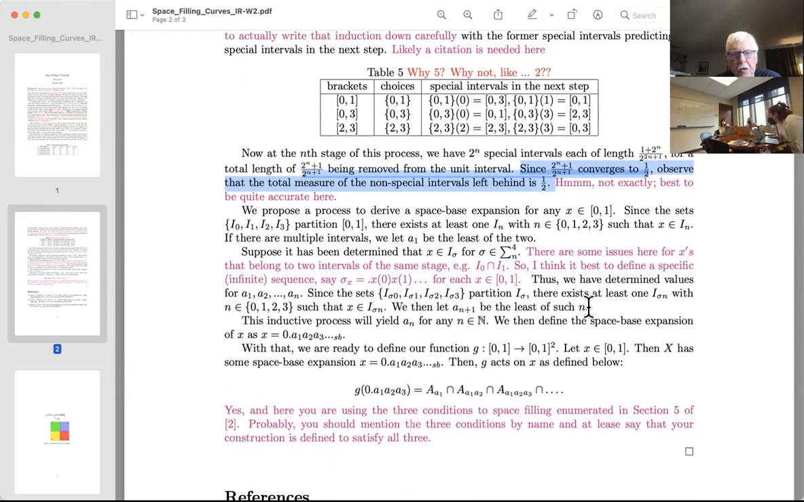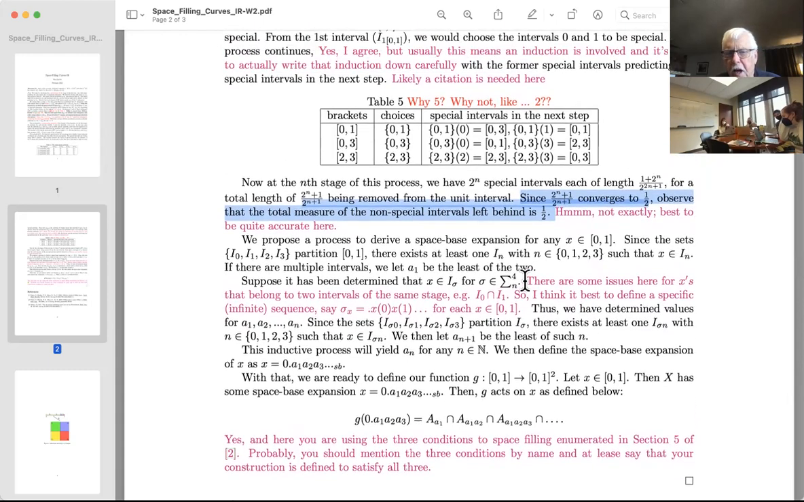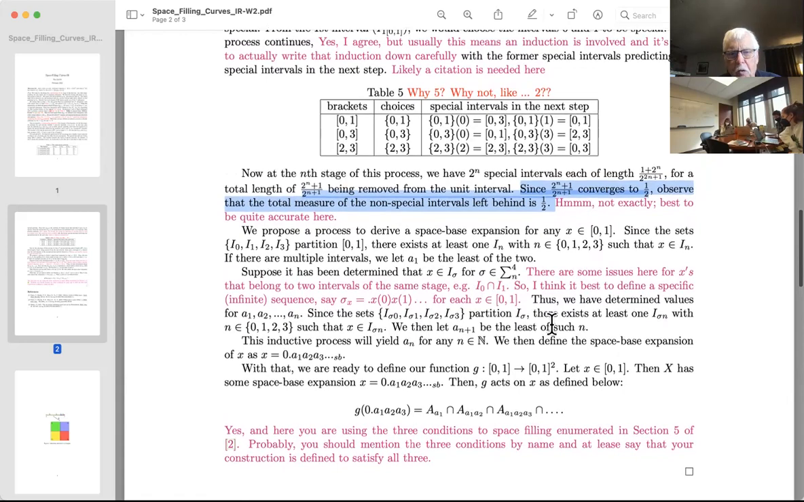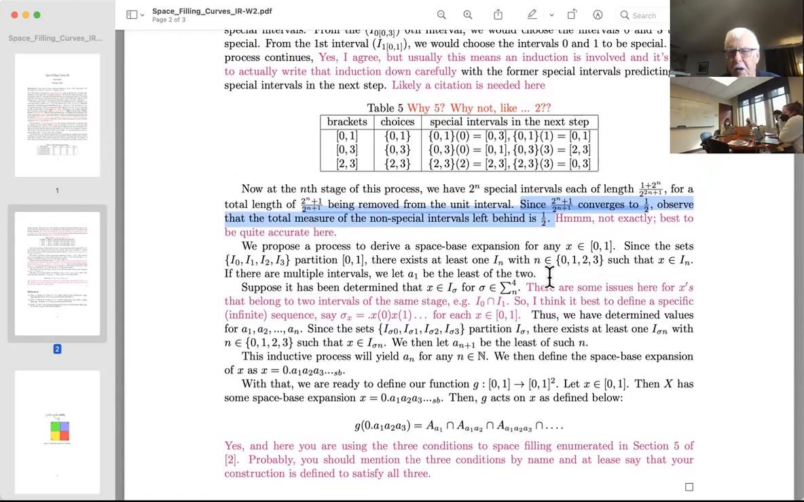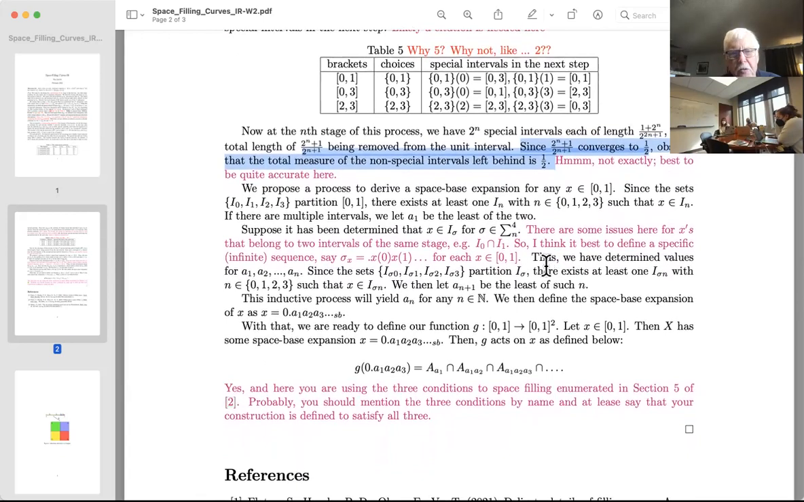The next step is to do the space-base idea, which is good here. But there, last time we breezed over kind of an issue, and that is that some x's are in 2 intervals. For example, I0 intersect I1 is a point. So any point that is on the intersection of 2 intervals, there's a choice for the sort of space-based decimal expansion. And so I think it is best to define a specific sequence of these, given any x, define with some specificity. So if x is only in one of intervals at stage n, then it's easy. There is no choice. But if x is in 2, make a choice.